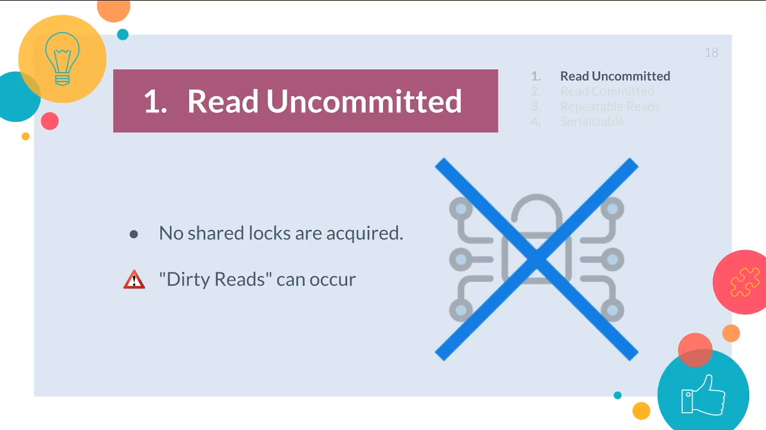Under read uncommitted isolation level, no shared locks are required. Under this isolation level, dirty reads can occur. For example, when a transaction is allowed to read data from a row that has been modified by another running transaction and not yet committed, it could be rolled back.